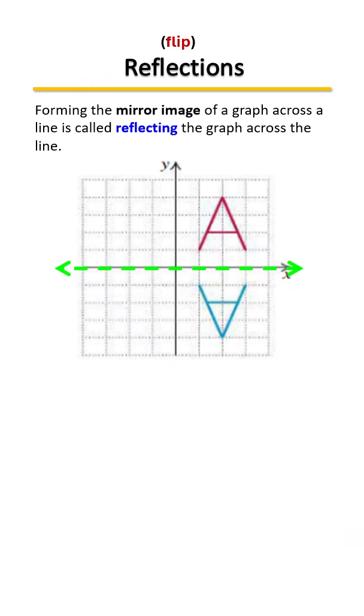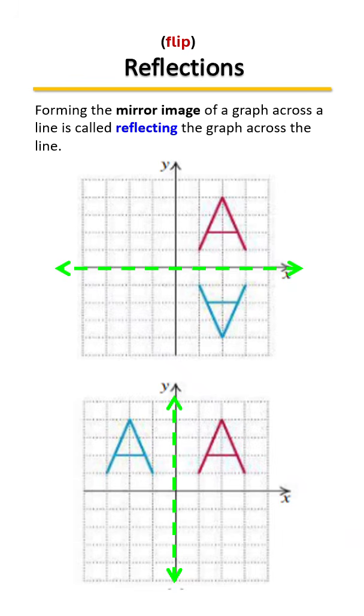You can flip it the long way as well. The long way would be flipping it across the y-axis, and notice here the letter A was flipped over from one side to the other across the y-axis. So again, you can reflect about x or reflect about y.